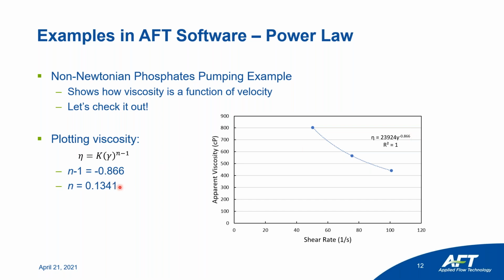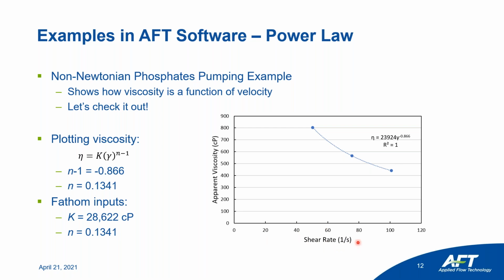So if we want to actually get n, we have to add 1 to this, and we get n is equal to 0.1341. And if we compare this against the inputs we put into Fathom, we can see that our n values match up almost exactly, which is cool. But our k values are just a little bit different, 28,600 versus 23,900. And that's expected. It's hard to calculate an exact value for shear rate.